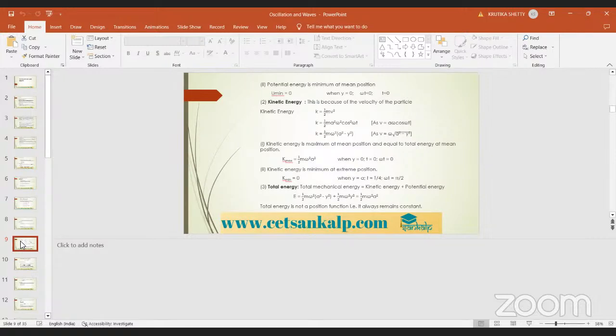Next, kinetic energy. Look at what expression we get. What do we know? Half m v square, right? So here the kinetic energy is given by substituting the value of velocity. We just saw the velocity expression; if we substitute it here, we get m a square omega square cos square omega t. So we keep m omega square, replace the terms, and we can also write it as half m omega square into (a square minus y square).